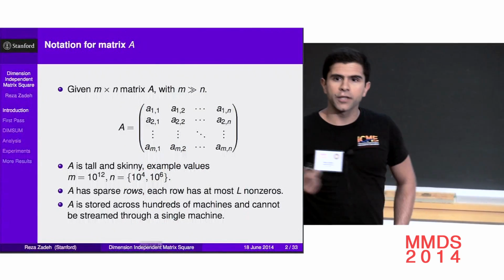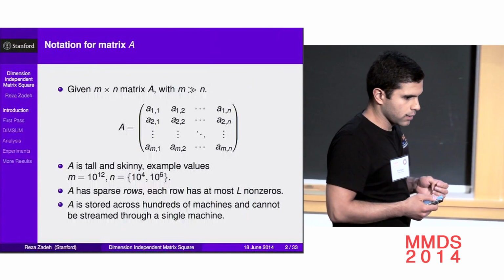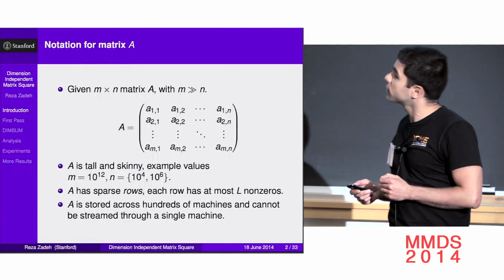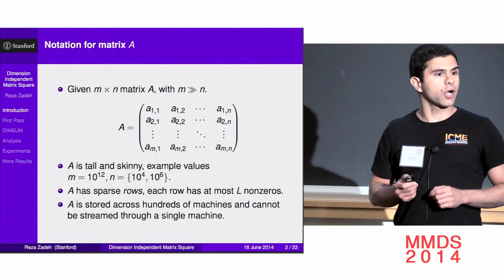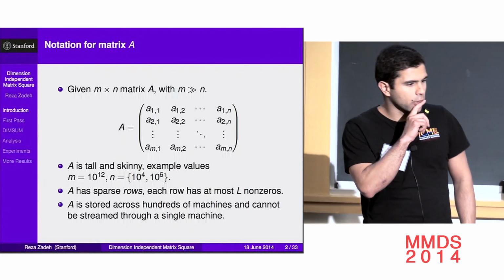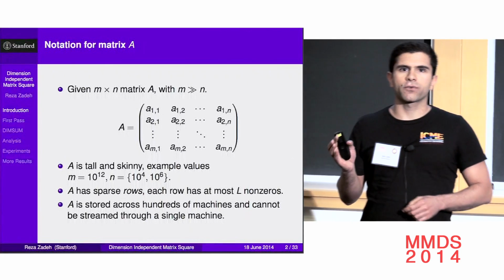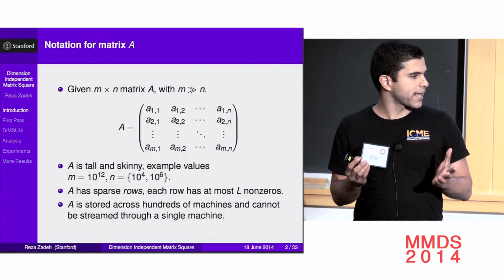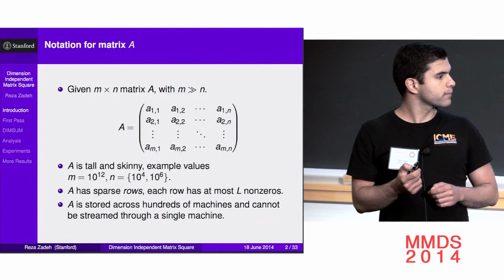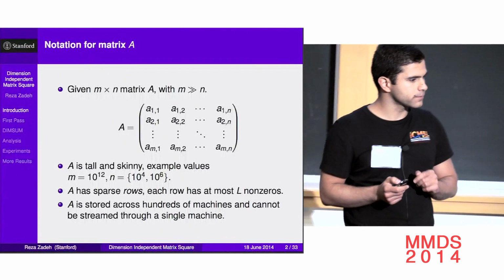So we have a tall and skinny matrix A, m by n. M is much larger than n. It's large enough that you want to be using, say, 100 machines to store, and you don't have the option of streaming this thing through a single machine. Now, m could be as large as 1 trillion, and n will have two settings for it. It can be, for one setting, around 10,000, and for another task it can be around 1 million. I'll tell you what those two tasks are in a second.